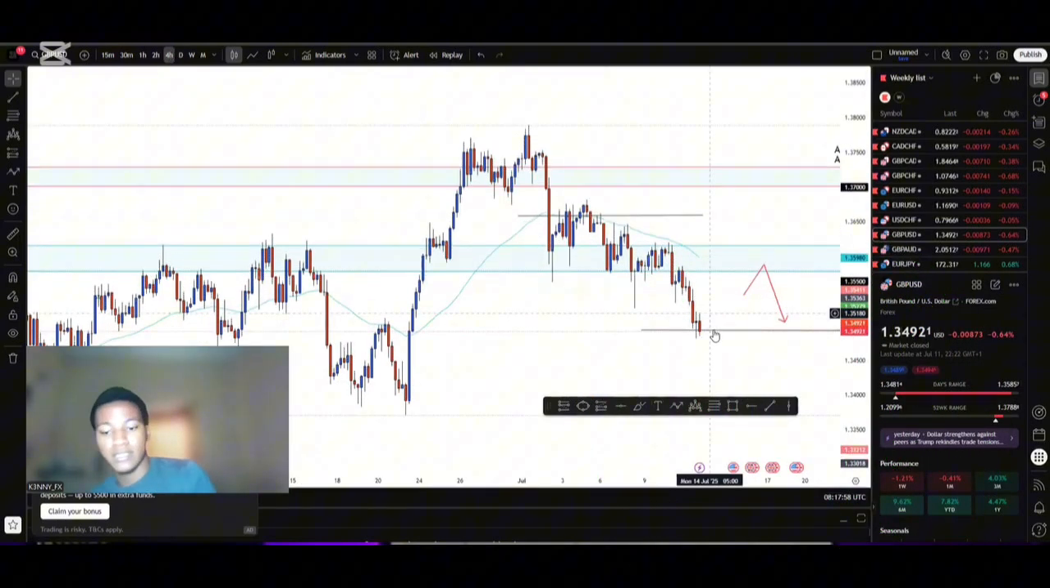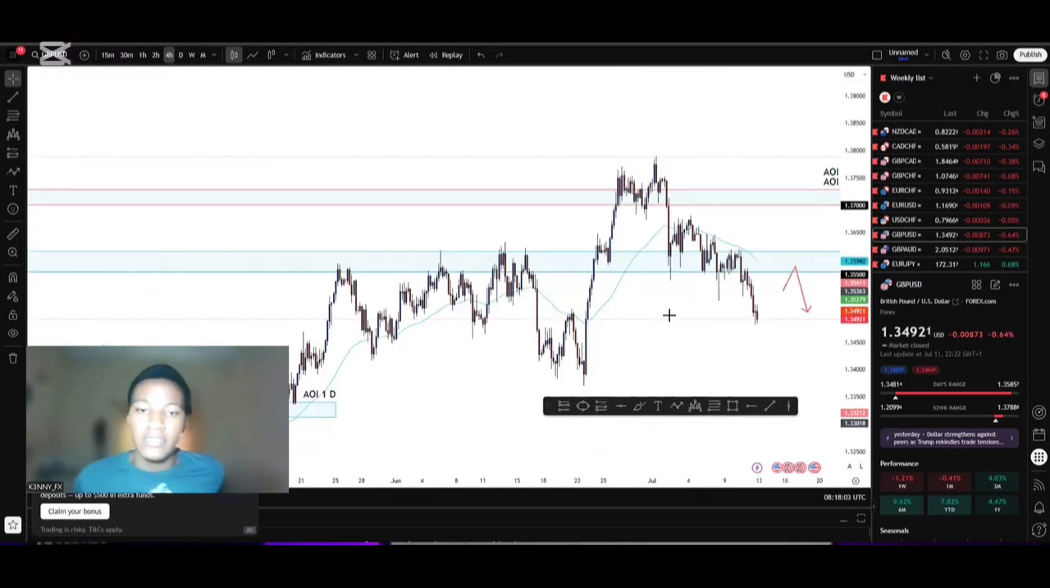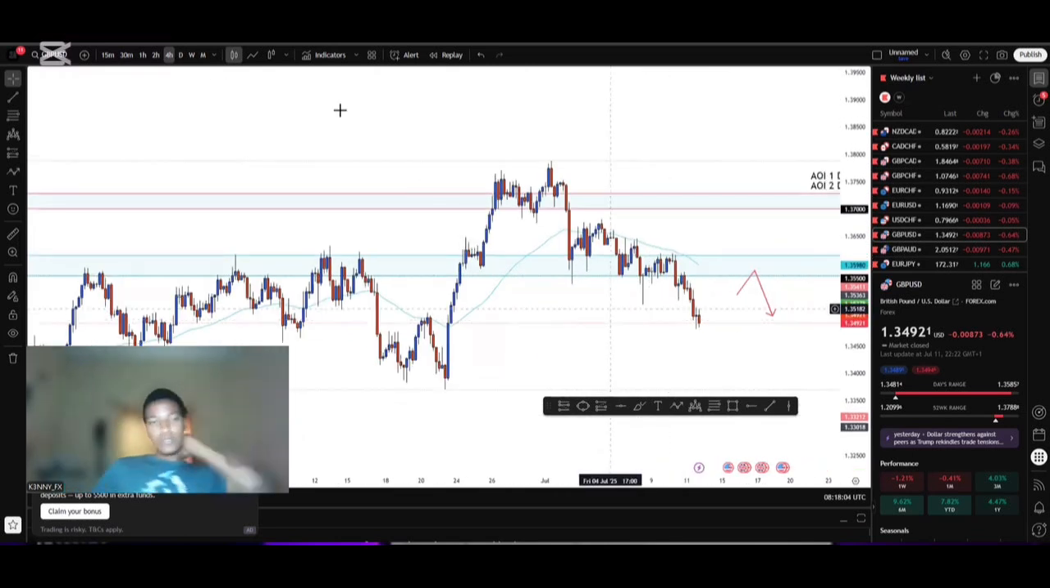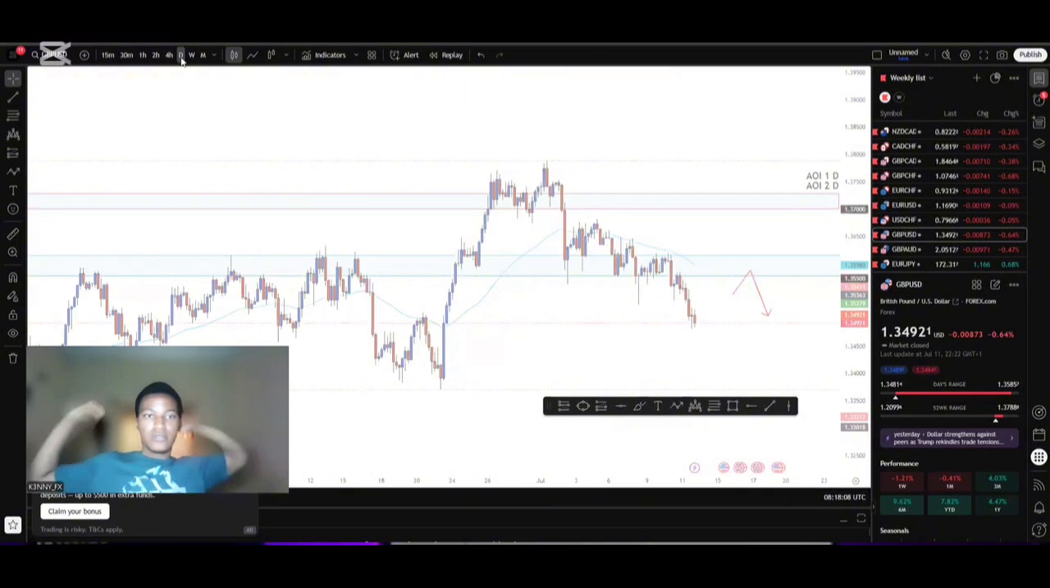So we can delete this. Yes. So what I'm waiting for on this pair, I'm waiting for a pullback to this one to sell, basically, but it's going to depend on how the pullback happens.